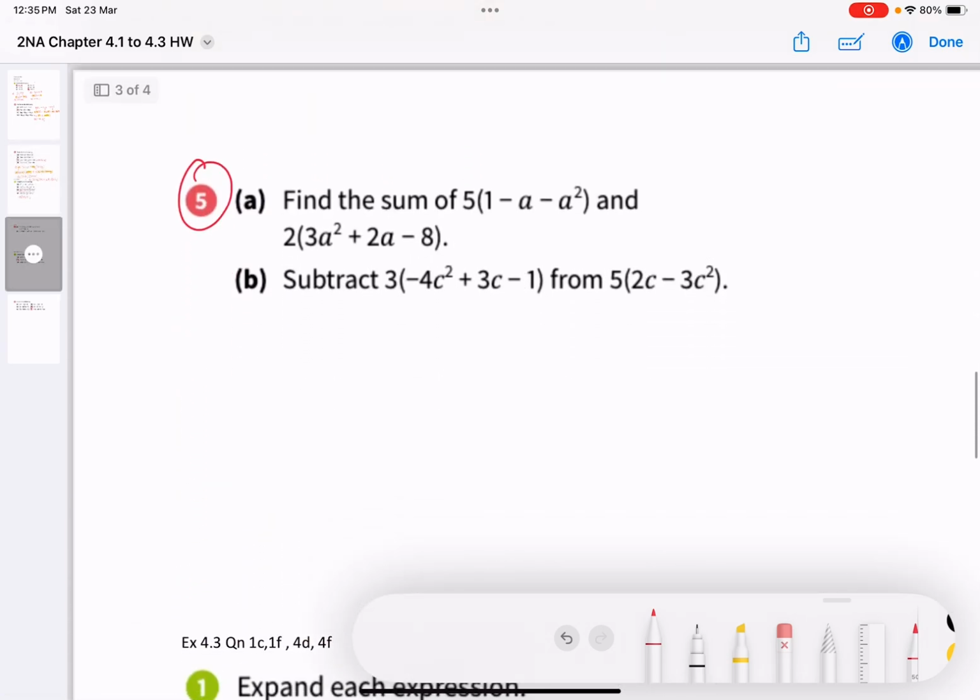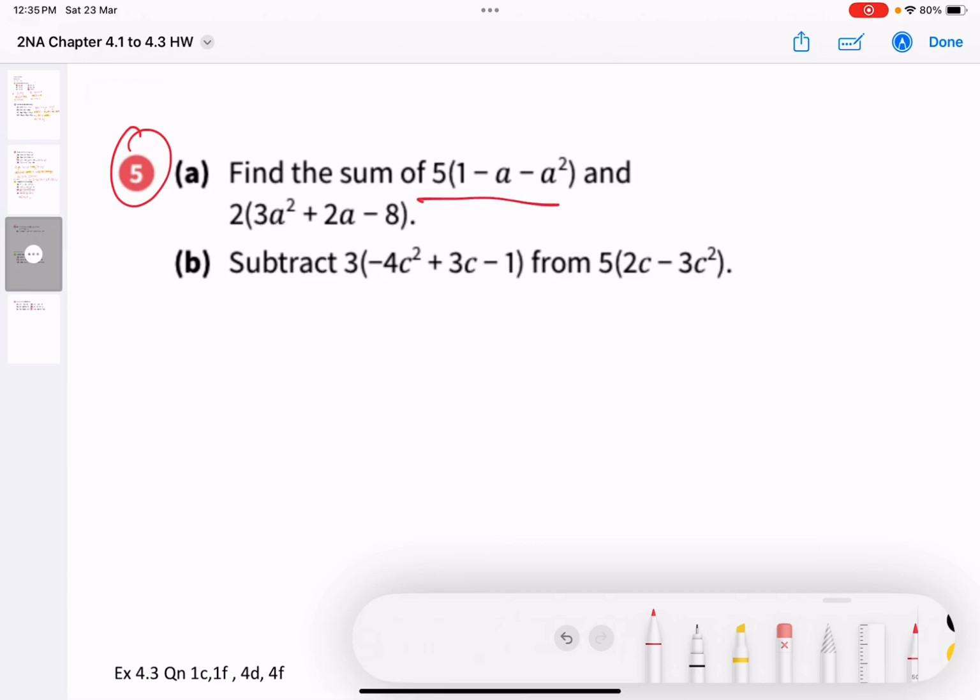Let's move on to question number 5. Find the sum of this and this.